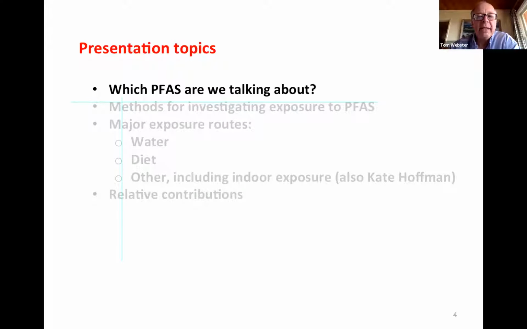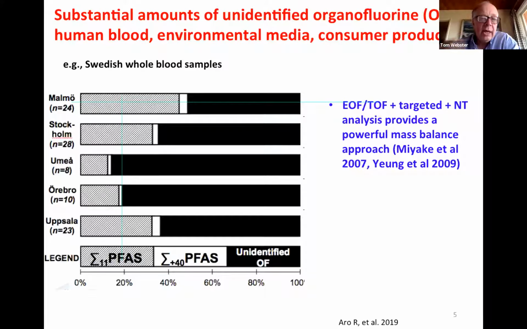All right, so what PFAS are we talking about? This is a variation on the slide that Anna showed. And it's just, again, to underline what she said, there's substantial amounts of unidentified organic fluorine in human blood, environmental media, and consumer products. And I really like this idea of using extractable organic fluorine and then targeted analysis to look at mass balance. And this is something that, as Anna said, we're collaborating together to try to figure out what some of this unexplained stuff is in human blood.